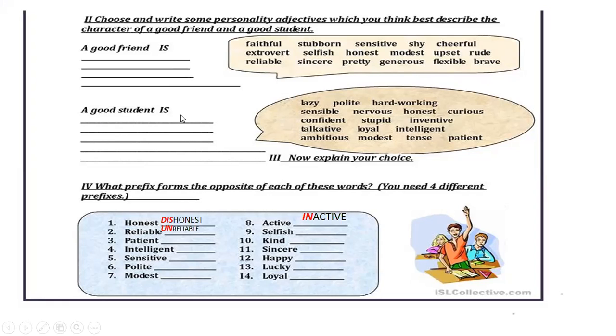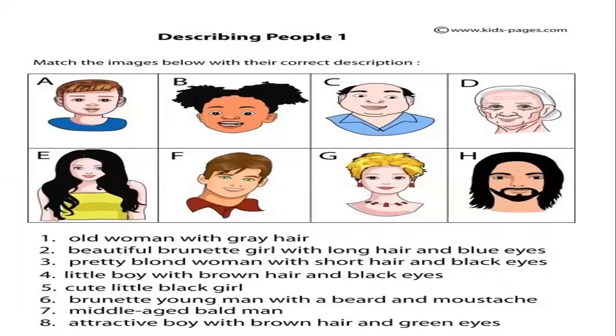Ok, a good student is. ¿Cómo es un buen estudiante? No puedo decir que es lazy, ¿vea? Un buen estudiante no es lazy. Maybe a good student is hardworking, trabajador. Maybe talkative, platicón tal vez, ¿verdad? Intelligent, maybe patient, maybe curious. Ok, so you look for the words, usted busca las palabras que hagan match con lo que usted quiere describir.